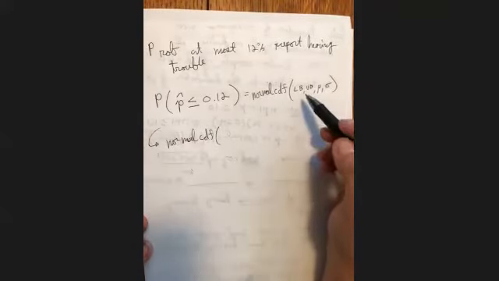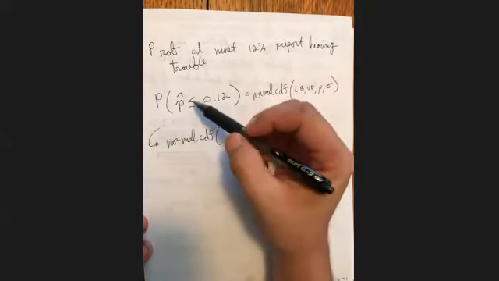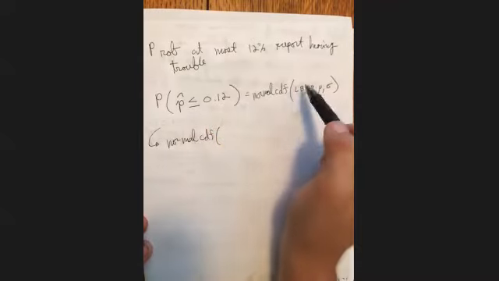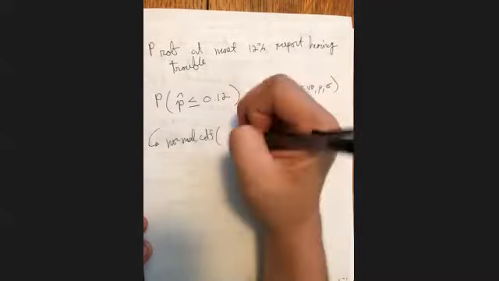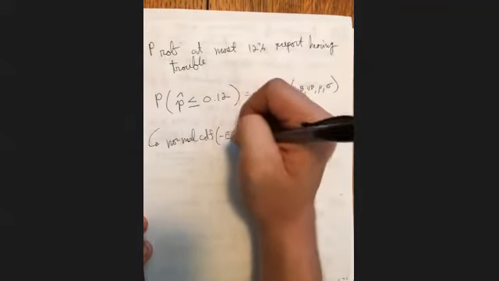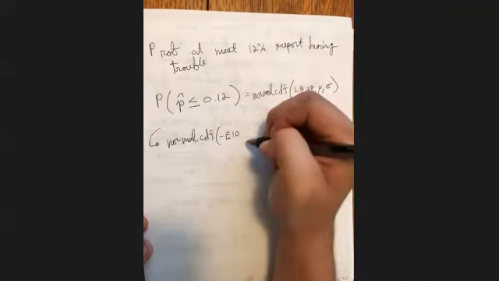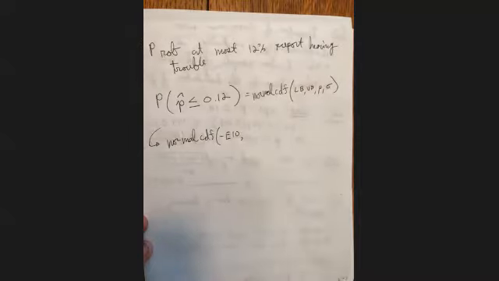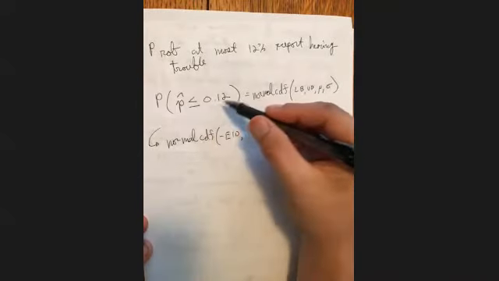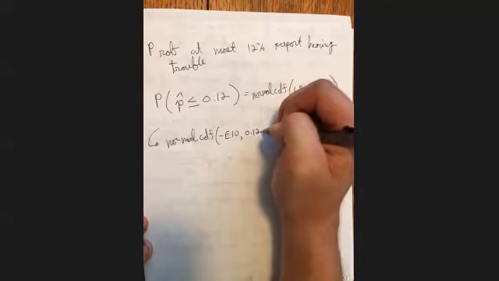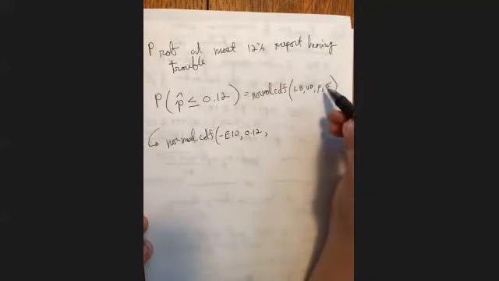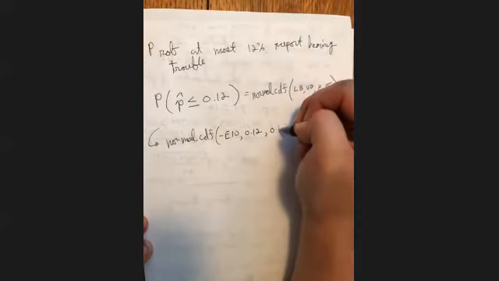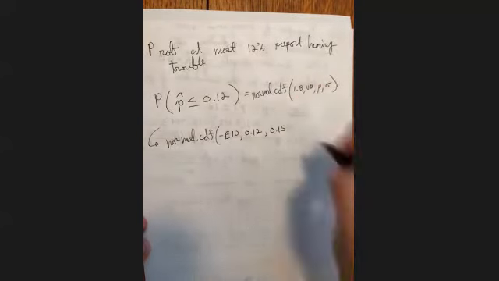So lower bound, this is a less than or equal to probability. So the lower bound is negative infinity. So we just use negative E10. That should suffice. And we're going to go up to 0.12. That's the upper bound. The mean we know is P, which was 0.15.